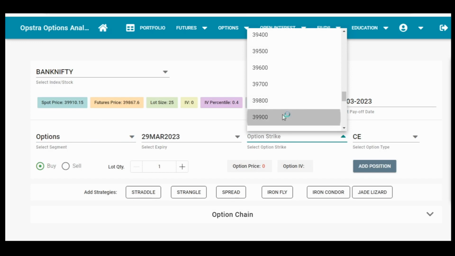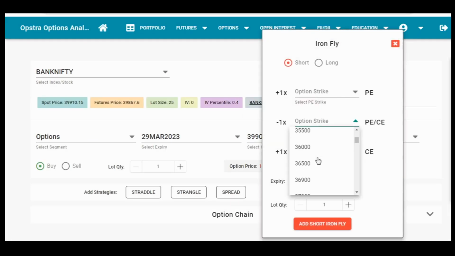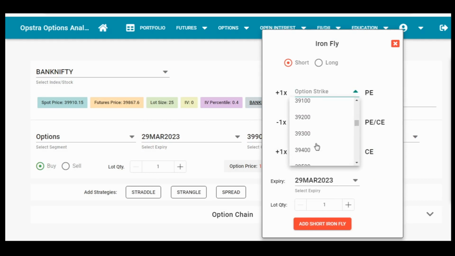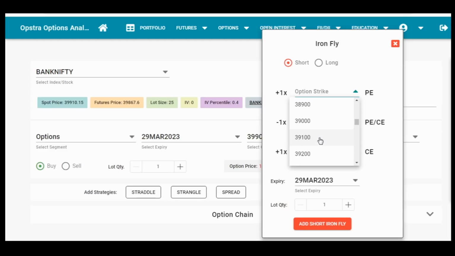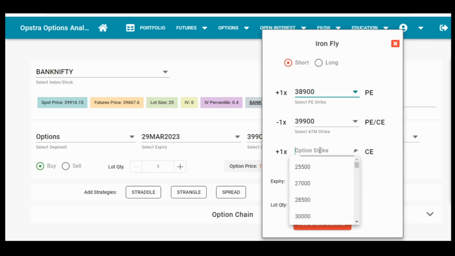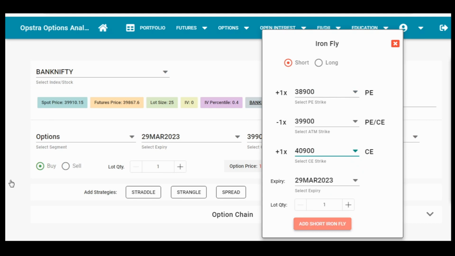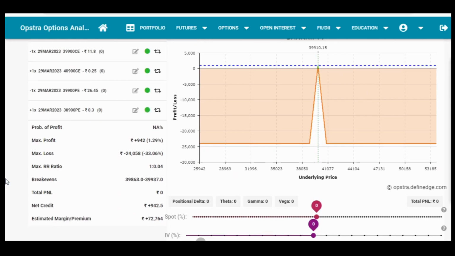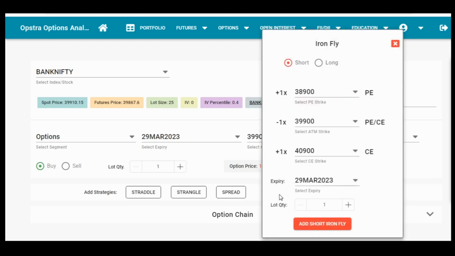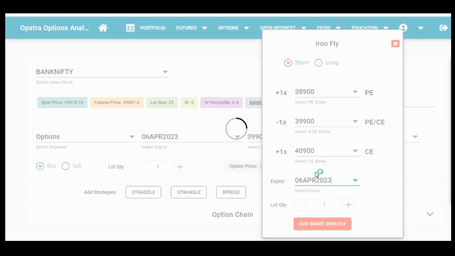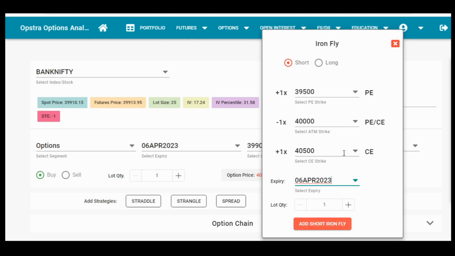Let's make one iron fly at 39,900 with option strikes, as we all know, 38,900 and 40,900. So let's make this iron fly here. Now, as you can see, it's showing the last expiry. Let me change the expiries also. So from here only, let me make it 6th April, and before that, let me reset.